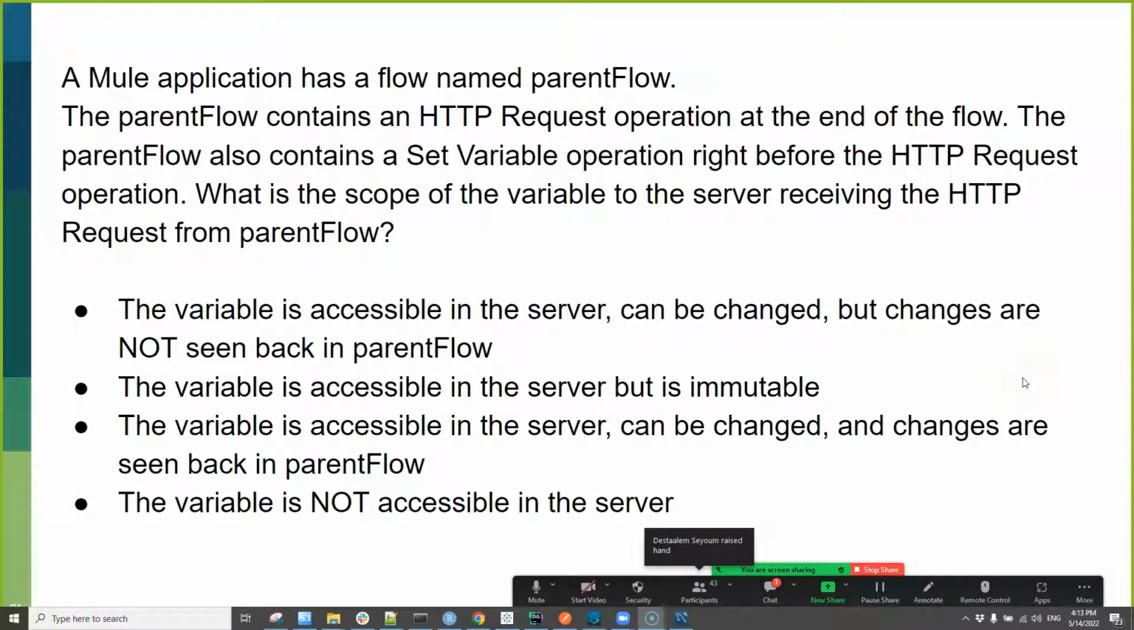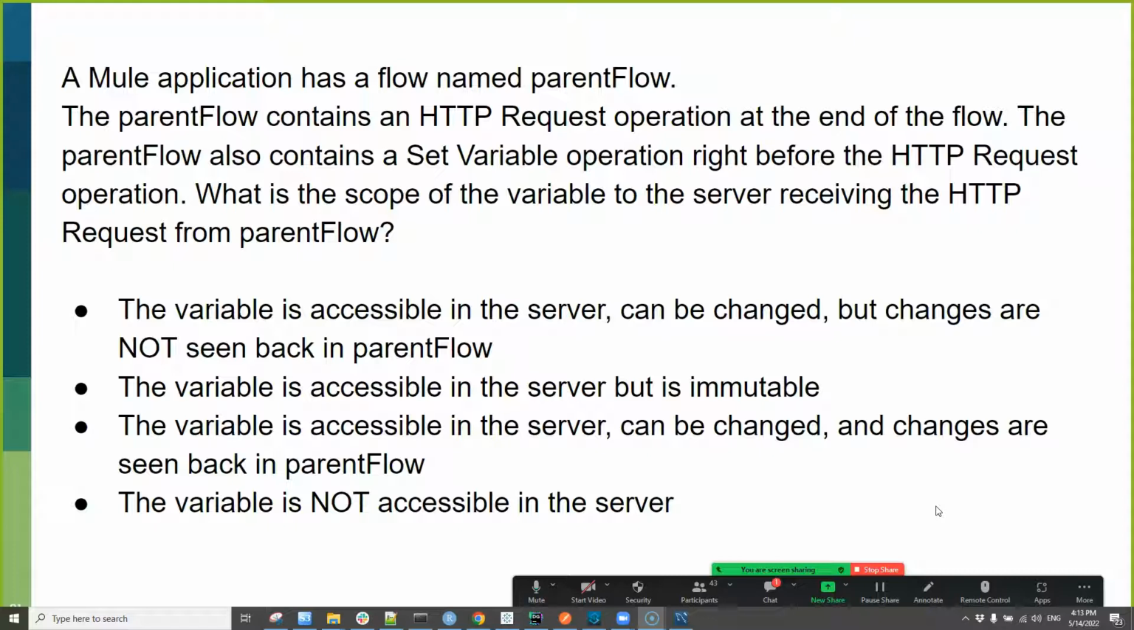Desalegn, go ahead, please. Can you? The answer should be the variable is not accessible in the server, because it's already before the HTTP request. Yes, right. So the variable in the parent flow in this case doesn't go to the child flow that we are requesting. If we want to send it to the flow that is being requested, we have to add it under the HTTP request configuration, as a header, as a query parameter, or as a URI parameter. Otherwise, it doesn't get to the flow that is being requested.